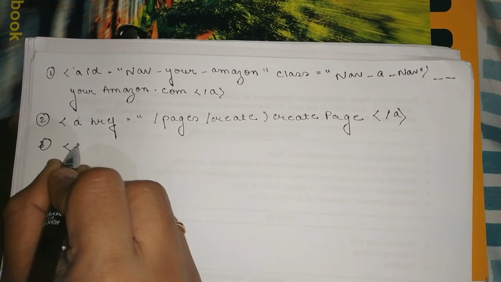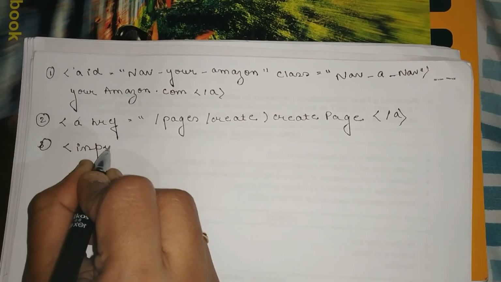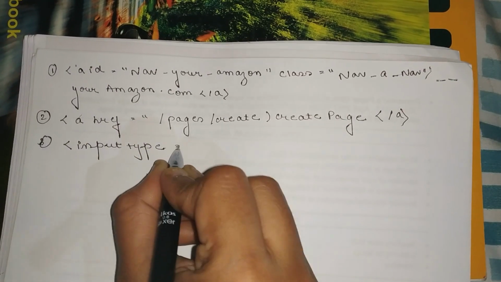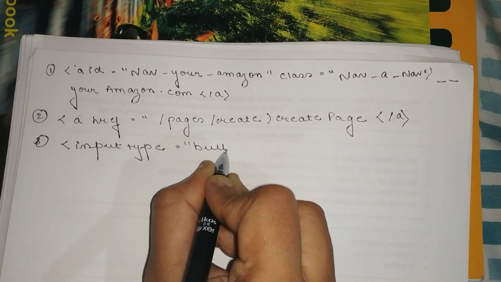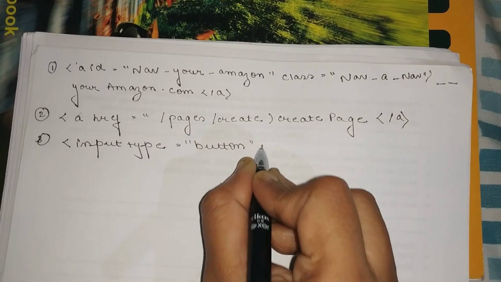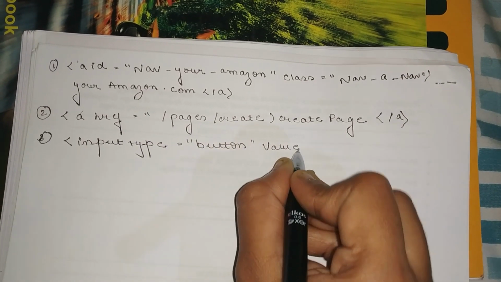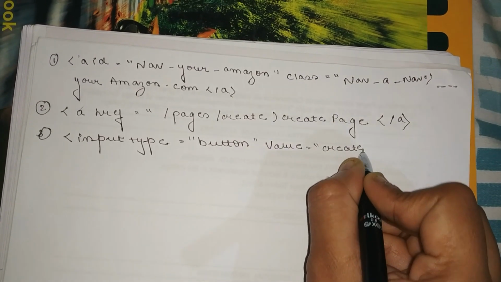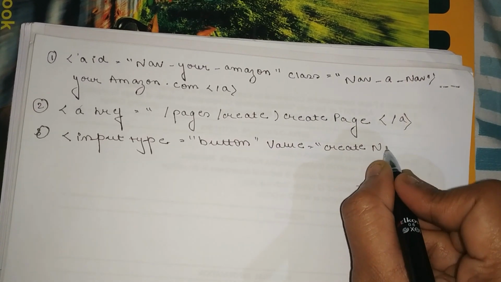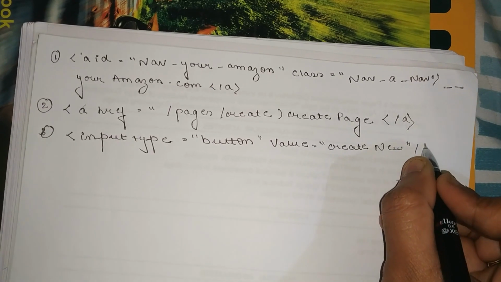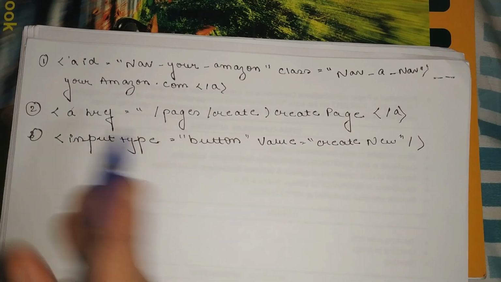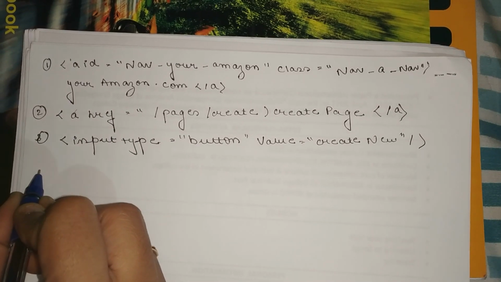I will write one more HTML code. Input type button, value equal to create new. Okay, so now the next locator we are discussing.